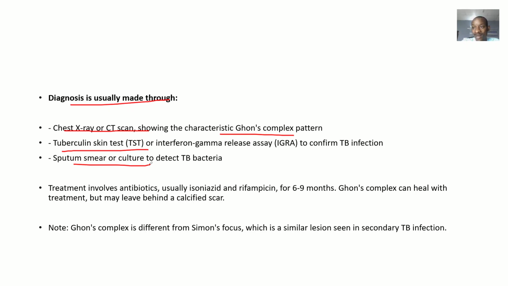The Mycobacterium tuberculosis bacteria. So treatment will involve antibiotics using isoniazid and rifampicin for over 6 to 9 months. Ghon's complex can heal with treatment or may leave behind a calcified scar.